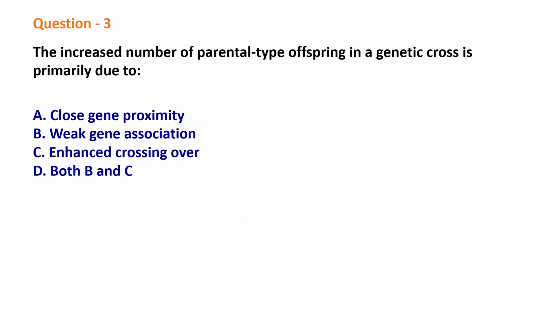Question 3. The increased number of parental type offspring in a genetic cross is primarily due to, options: close gene proximity, weak gene association, enhanced crossing over, both options B and option C. The correct answer is close gene proximity.